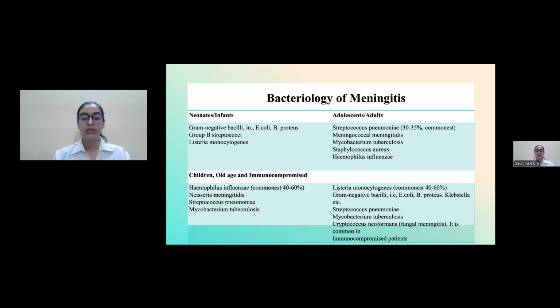For neonates or infants, there are gram-negative bacilli, for example E. coli or B. proteus, and group B streptococci. Then in adolescents or adults, there could be Streptococcus pneumoniae, meningococcal meningitis, and Mycobacterium tuberculosis. Then in children, old age, and immunocompromised, we have H. influenzae, Neisseria meningitidis, and Streptococcus pneumoniae. So you can always remember it like this and write it in the exam as well.